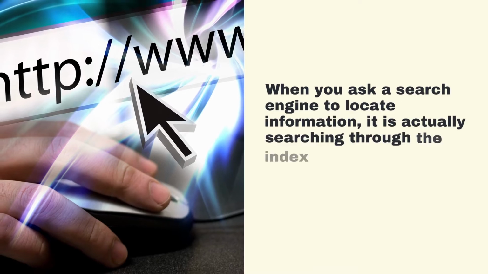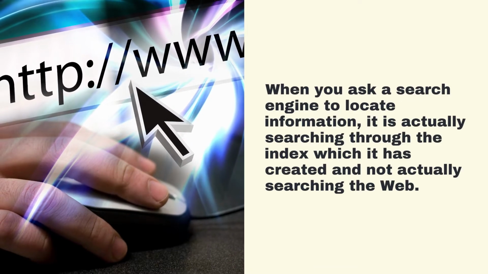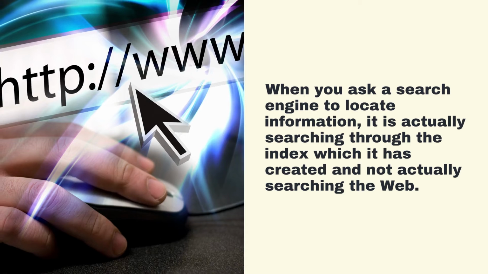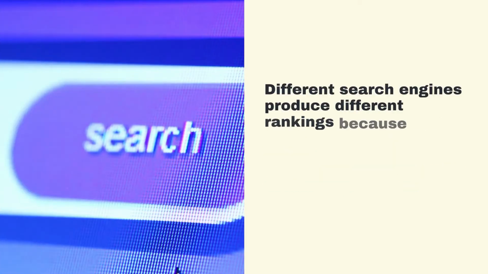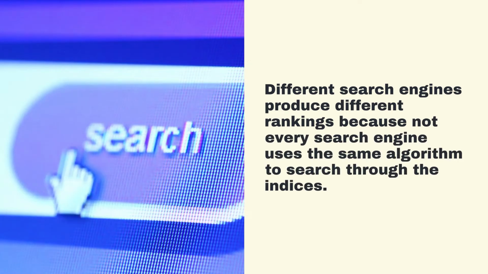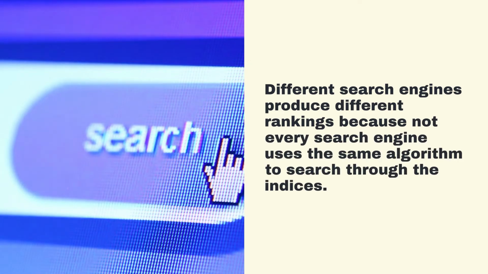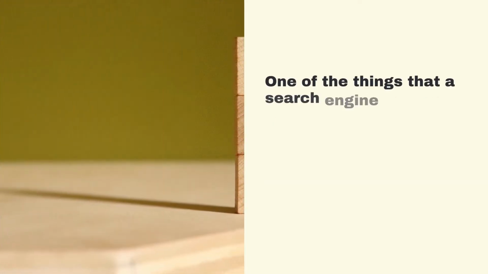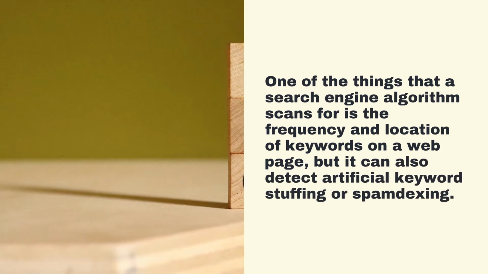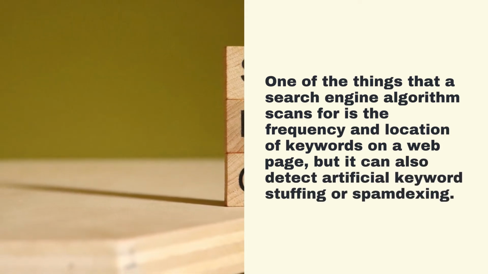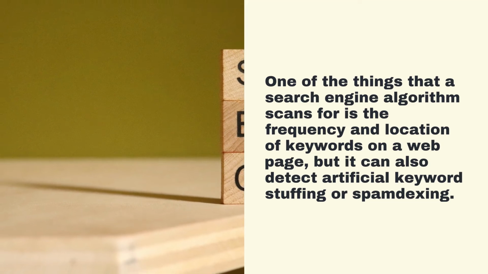When you ask a search engine to locate information, it is actually searching through the index which it has created and not actually searching the web. Different search engines produce different rankings because not every search engine uses the same algorithm to search through the indices. One of the things that a search engine algorithm scans for is the frequency and location of keywords on a web page, but it can also detect artificial keyword stuffing or spamdexing.